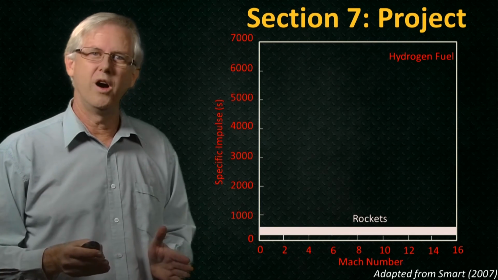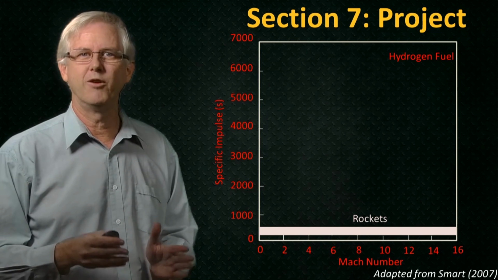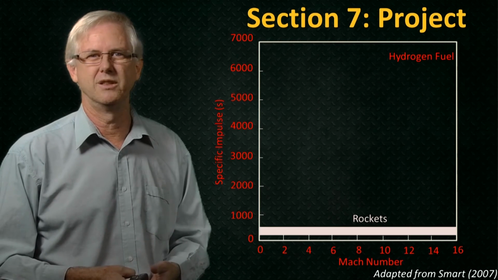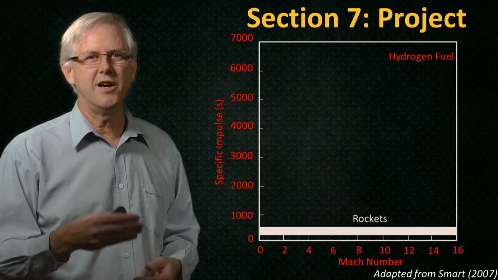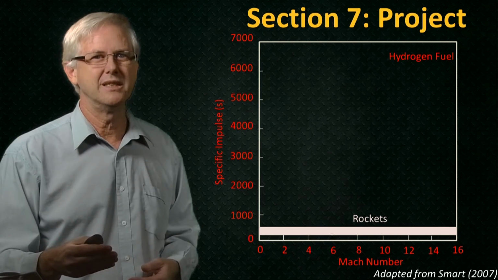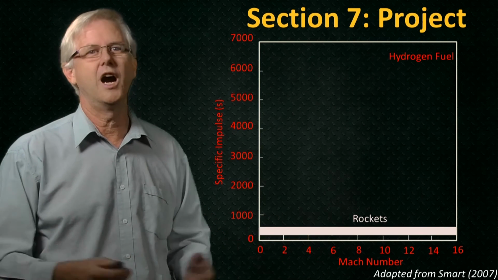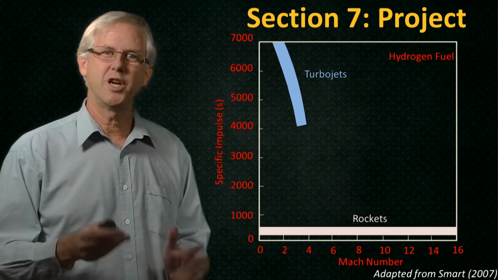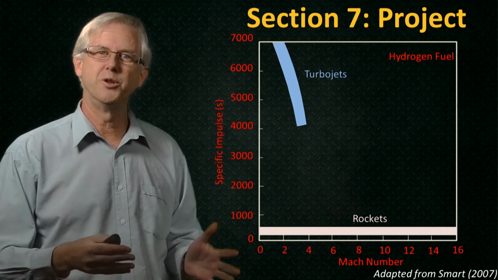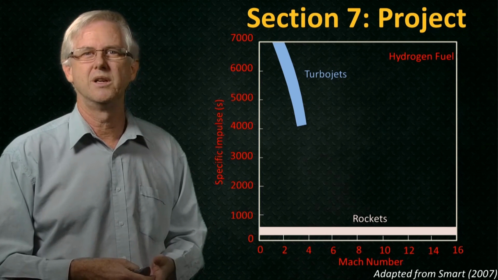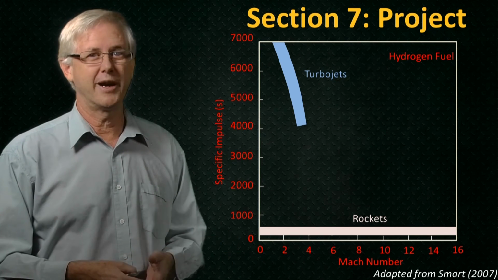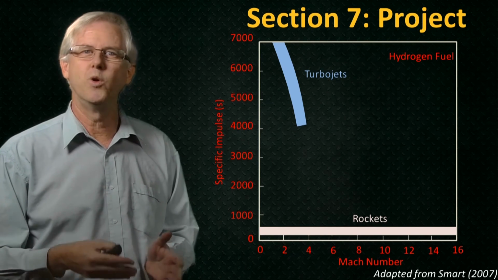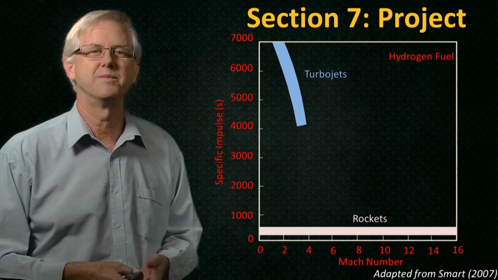We already saw that rockets have a specific impulse of around 400 seconds when operating on liquid hydrogen and liquid oxygen. Since rockets don't have to take in air to operate, their performance is constant over the whole Mach number range. For the lower Mach numbers, turbojet engines are efficient and able to produce high specific impulses. We don't usually see turbojets flying around and using hydrogen as the fuel, but if they did, the specific impulse would be up in the range of many thousands of seconds.